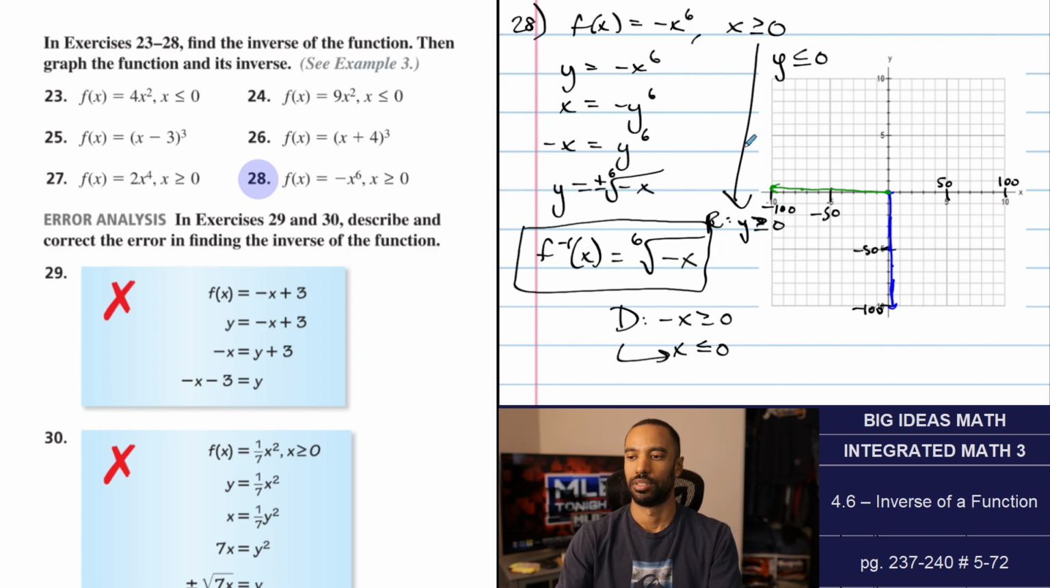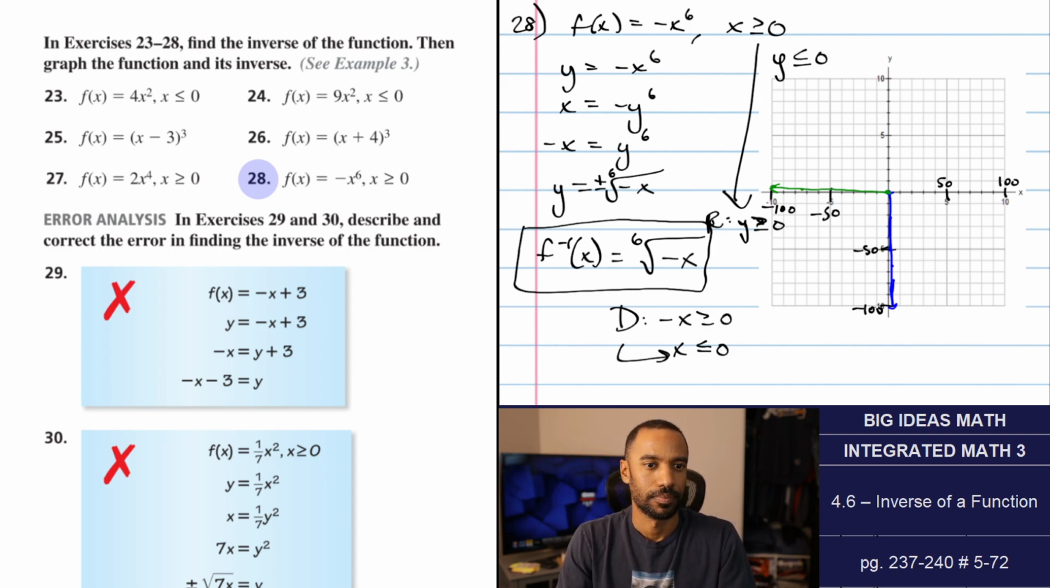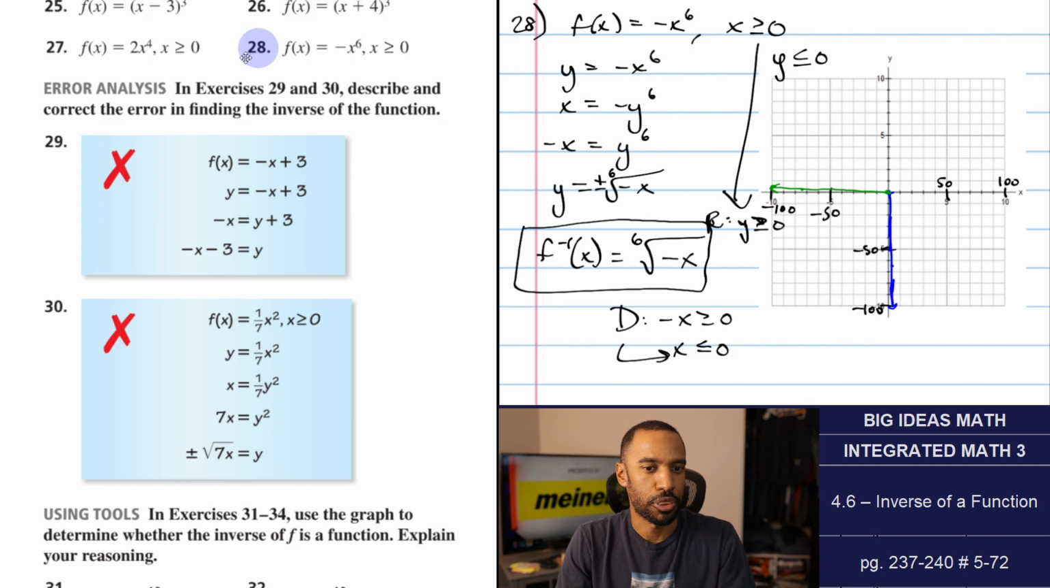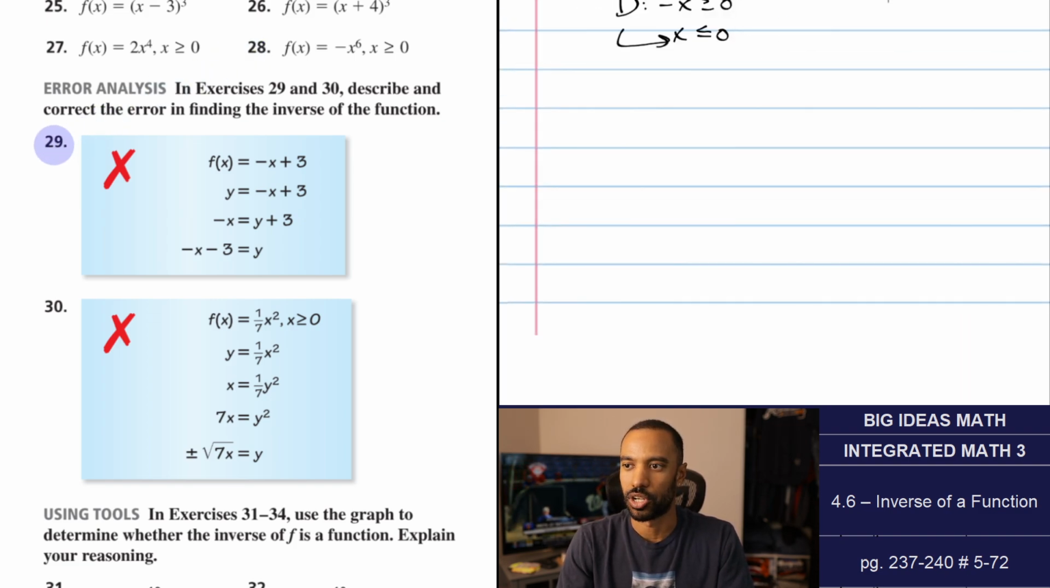But there it is. Okay. I tried. Numbers 29 and 30. Describe and correct the error in finding the inverse of the function.